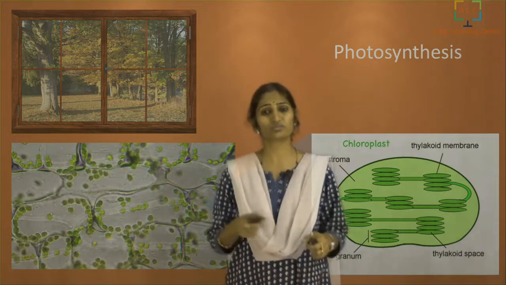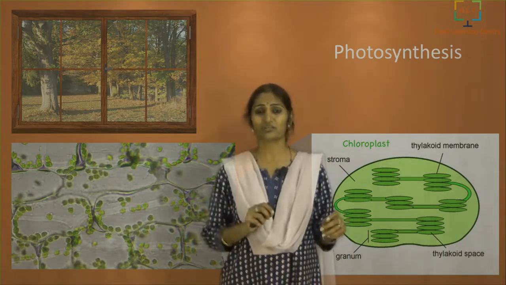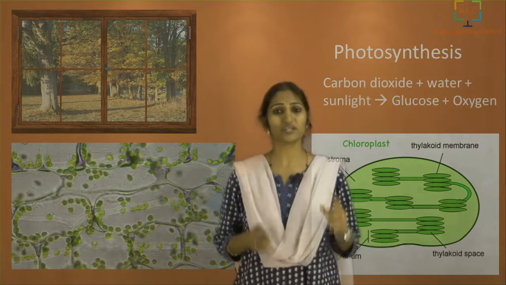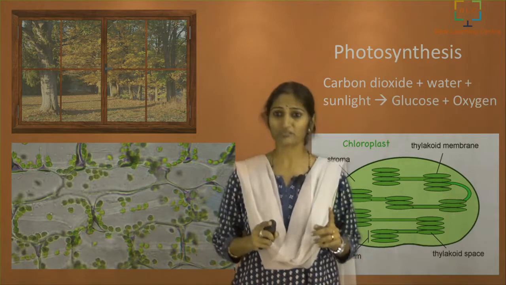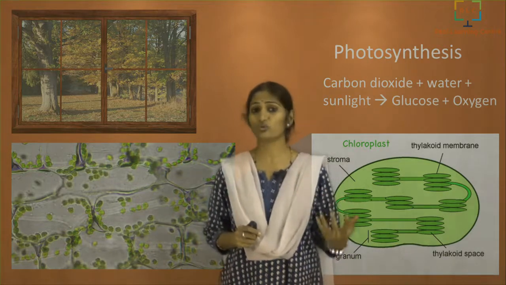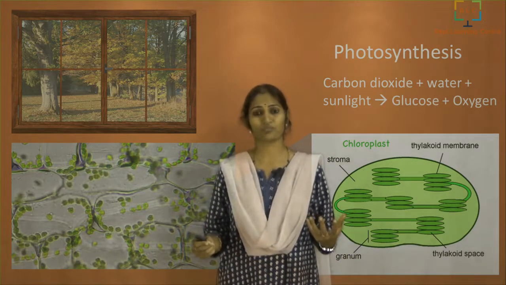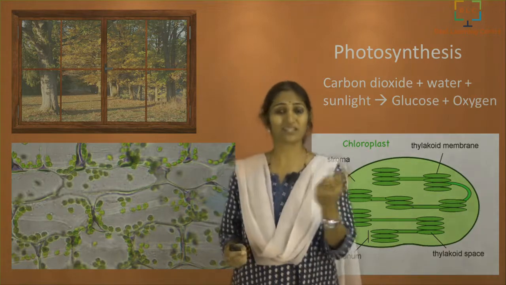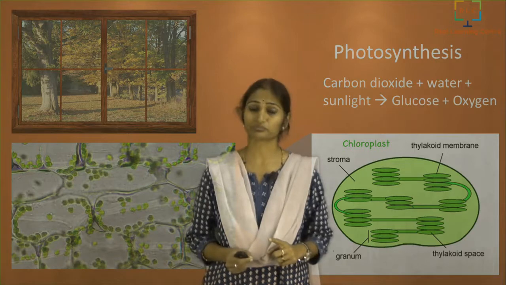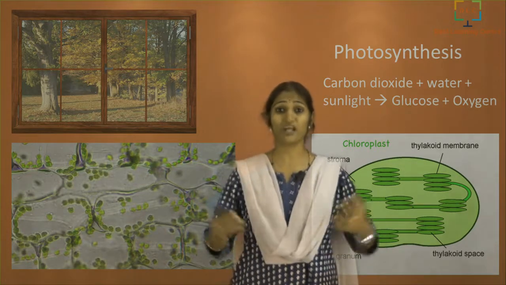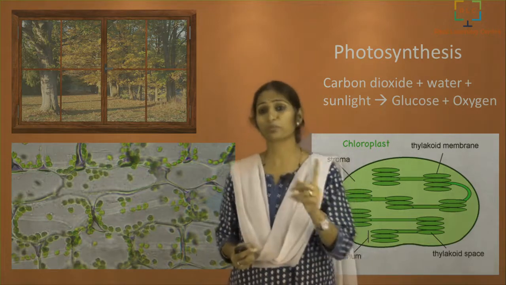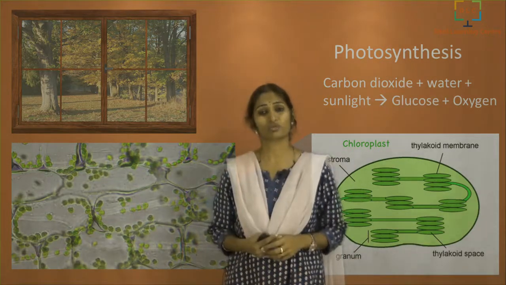The whole of photosynthesis can be written in the form of a chemical reaction. So what happens in photosynthesis is that carbon dioxide combines with water in the presence of sunlight to give us glucose and oxygen. Now this oxygen which is formed in this reaction comes out of the leaf. That is the reason why we say plants give us oxygen. Why do they give us oxygen? It is because it is a byproduct of photosynthesis.